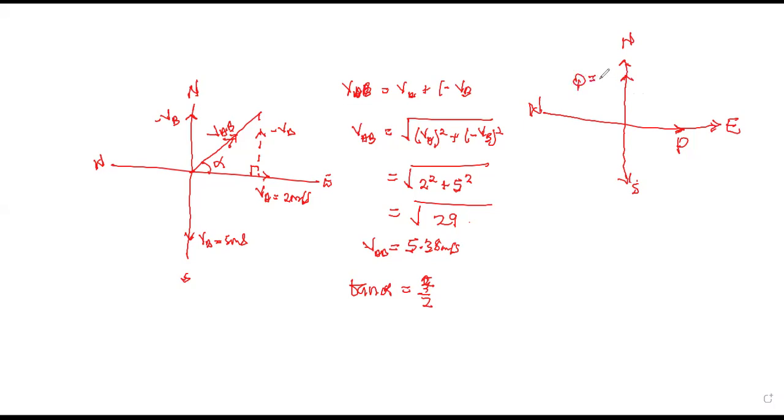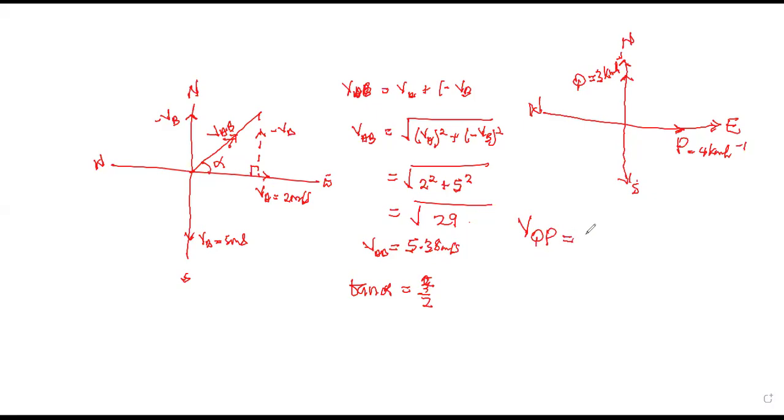We are told that if the velocity of P is 4 kilometers per hour, and the velocity of Q is 3 kilometers per hour, what is the velocity of Q relative to P? So we are looking for V of Q with respect to P.